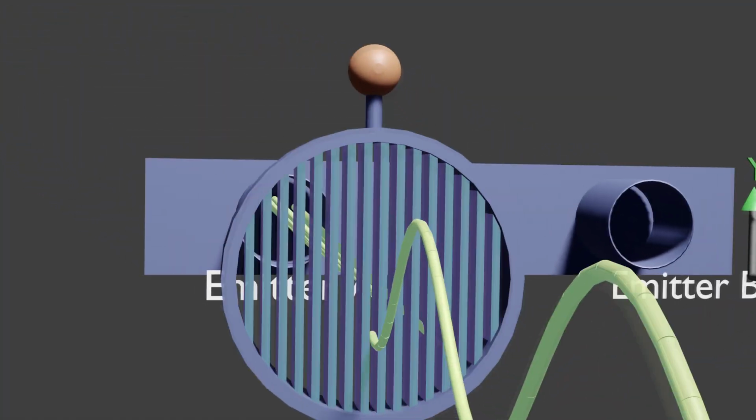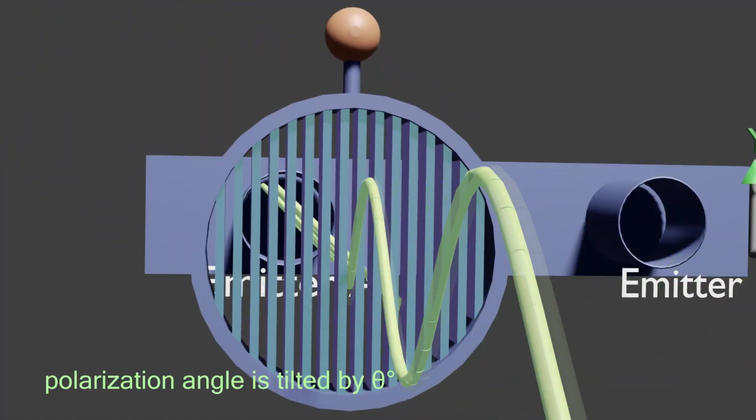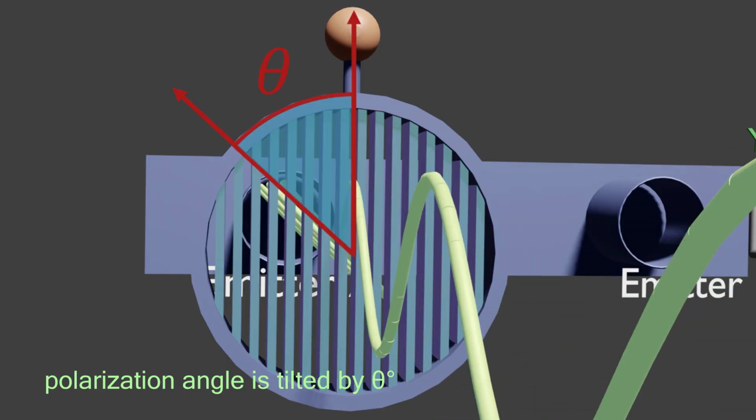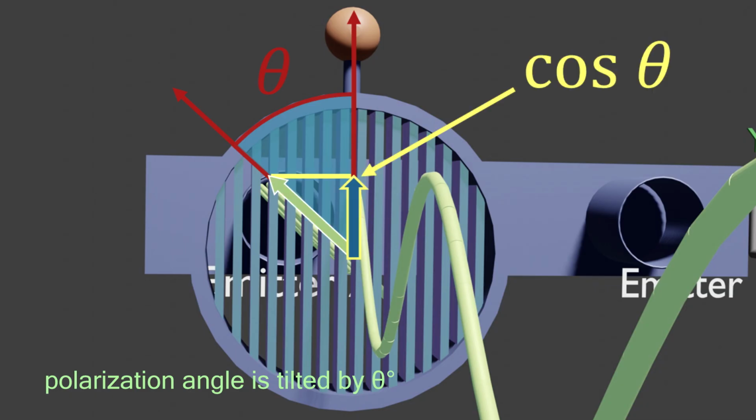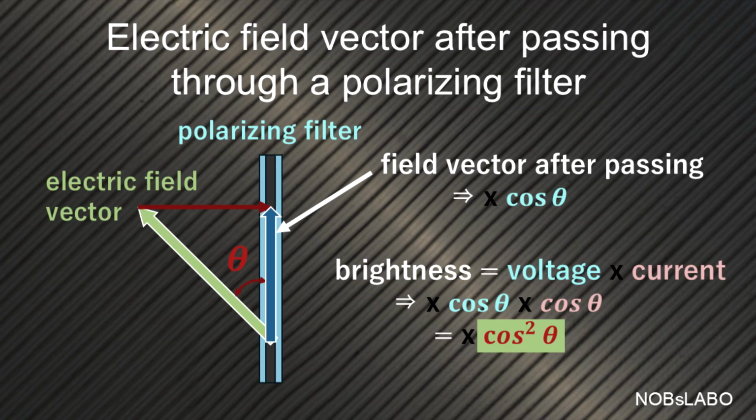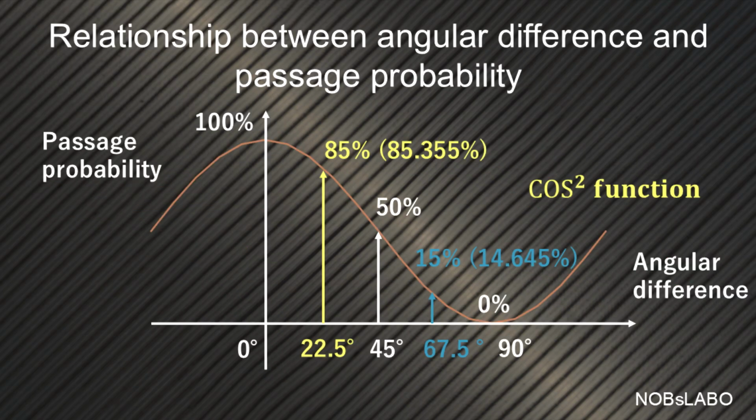Let's consider the case where the linearly polarized light is tilted by theta degrees. Due to the vector nature, the magnitude of the electric field vector becomes cosine theta times larger. When the voltage increases by a factor of cosine theta, the current also increases by a factor of cosine theta. Brightness is calculated by voltage x current, so it is cosine squared theta. Since brightness is proportional to the number of photons, the passage rate will also be cosine squared theta.